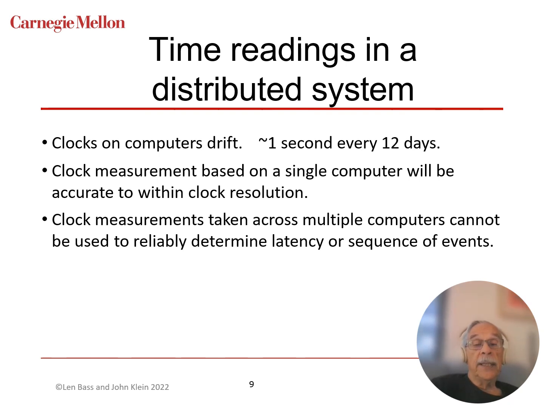There's a problem in terms of time. In a distributed system, clocks, well, in general, in any computer, clocks drift. And that's around 1 second every 12 days, which doesn't sound like a lot, but when you work it out, that's in the order of milliseconds difference. And clock measurements based on a single computer will be accurate because on a single computer, the measurements have drifted together. But measurements across multiple computers cannot be used to reliably determine latency or sequence of events.